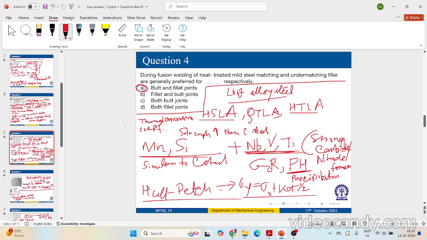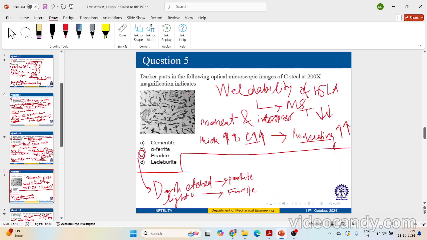Okay, good. Question four, option A and B both are same. So for butt joints, you want to use matching. For fillet joints, under matching is fine, respectively. Okay. This is done.